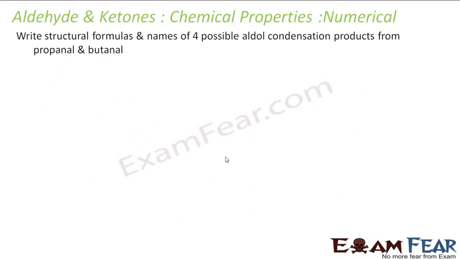So here we have to write the structural formulas and name all 4 possible aldol condensation products from propanal and butanal. So let's see what is propanal. Propanal is CH3CH2CHO, and butanal is CH3CH2CH2CHO. Here we see both of these have alpha hydrogens, right? This has alpha hydrogen and this also has alpha hydrogen.